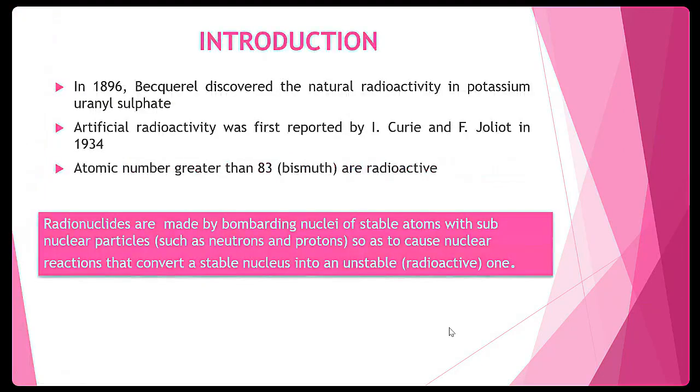Going to the introduction, in 1896 Becquerel discovered natural radioactivity in potassium uranyl sulfate. Later, in 1934, artificial radioactivity was reported by Marie Curie and Joliot, and they said that all atoms with an atomic number greater than 83, that is above bismuth, are radioactive. Radionuclides are made by bombarding the nuclei of stable atoms with subnuclear particles like neutrons and protons.